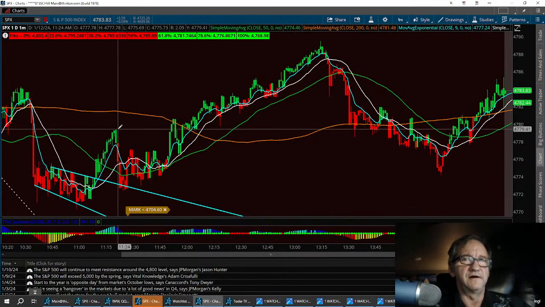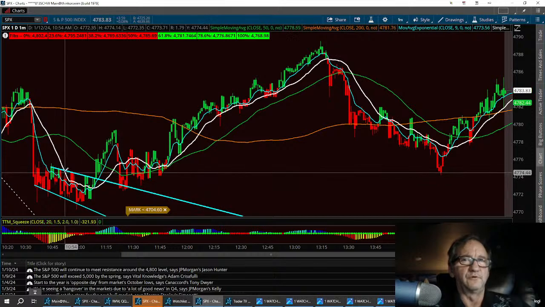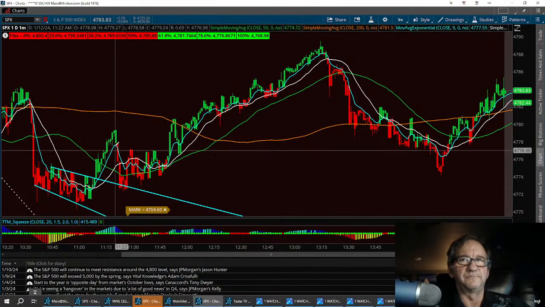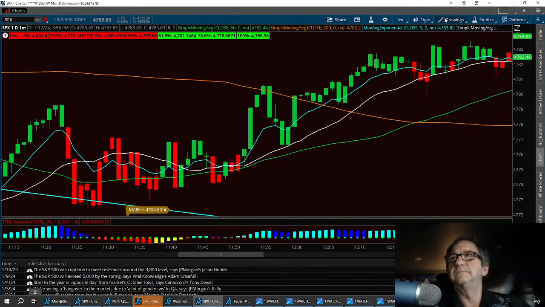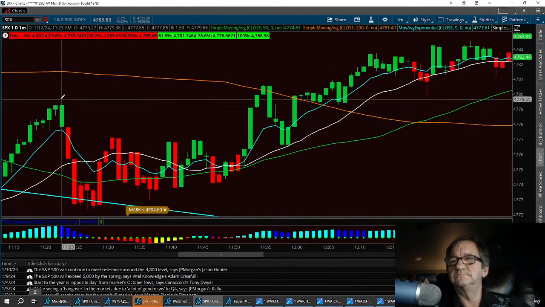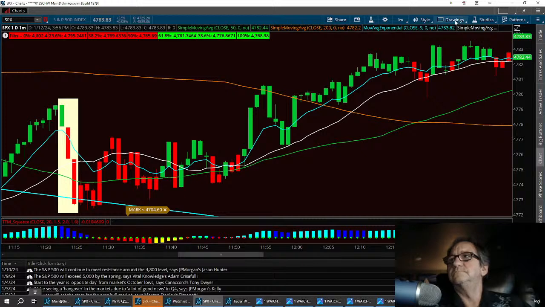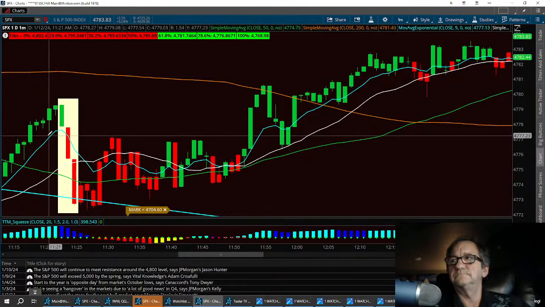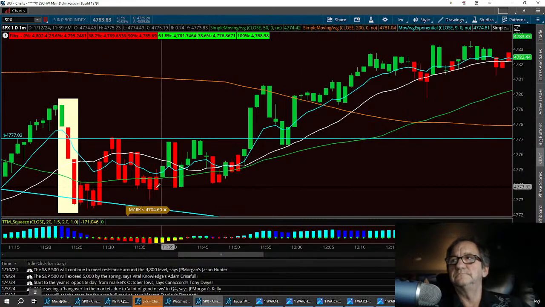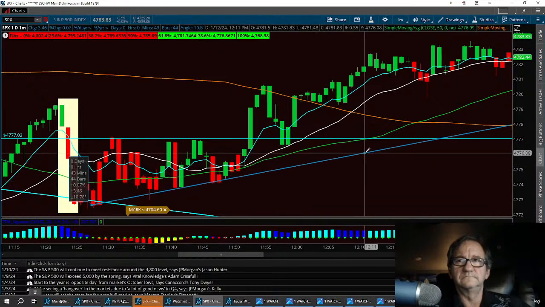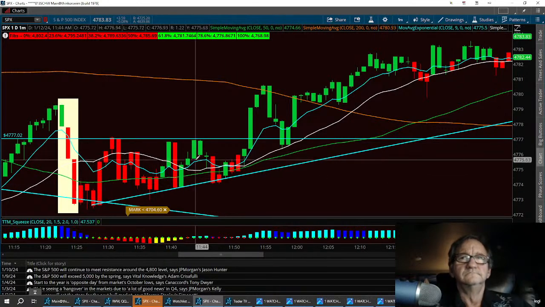So we broke out, and we came back and found that support. Once we found that support, what was resistance now became support. So we had 3 black crows. And we had an ascending triangle, which is very bullish. That's called an ascending triangle.